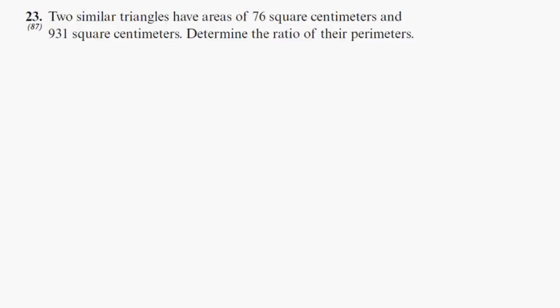Similar triangles have areas of 76 square centimeters and 931 square centimeters. Determine the ratio of their perimeters. So we're kind of working backwards from what we had done in lesson 87.